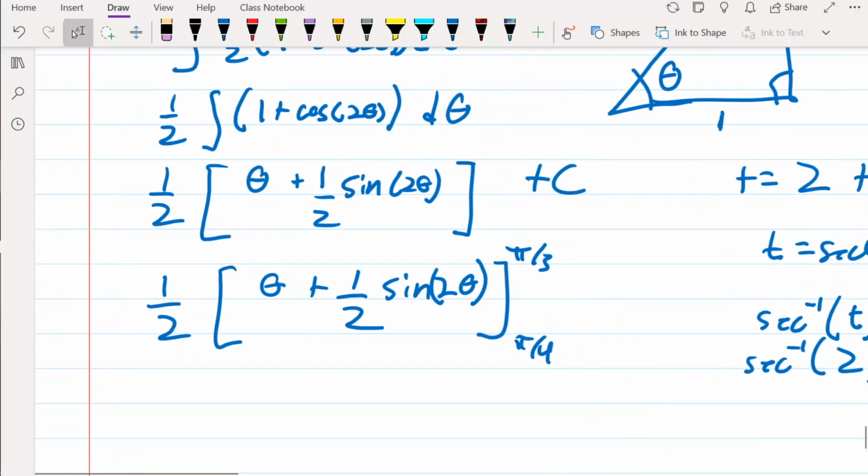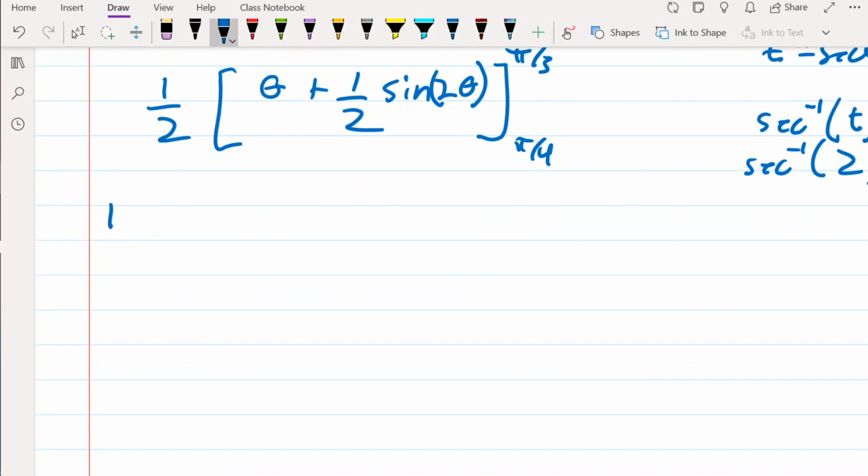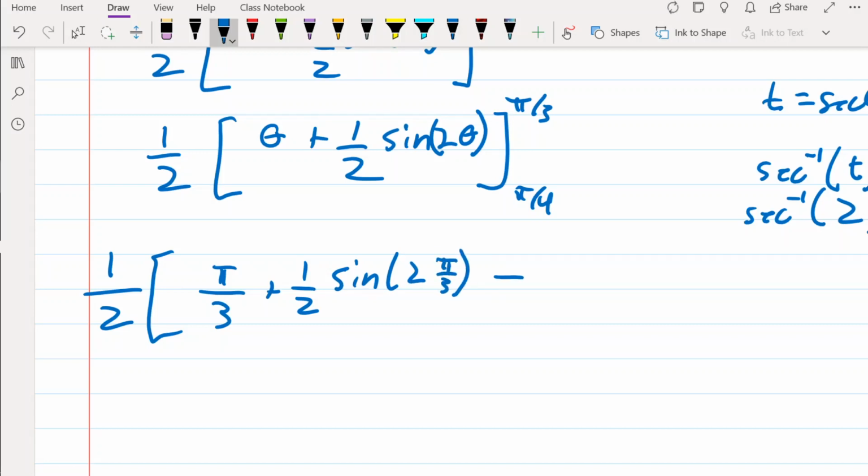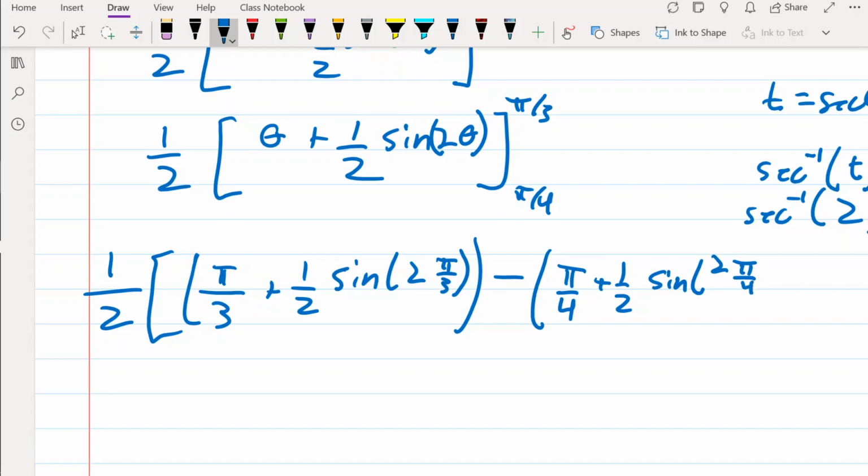All right, so now we're going to solve. So it's going to be 1/2 times pi over 3 plus 1/2 sine of 2 times pi over 3. All of this is going to be subtracted by pi over 4 plus 1/2 sine of 2 times pi over 4.